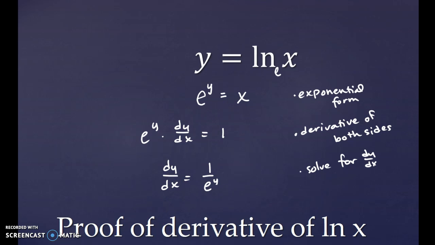And then we're going to notice that e to the y is the same thing as x. So when we rewrite this, we can rewrite it as the derivative is just 1 over x. We like the 1 over x answer better, because our function was given to us in terms of x. We'd like our derivative to just be in terms of x as well.